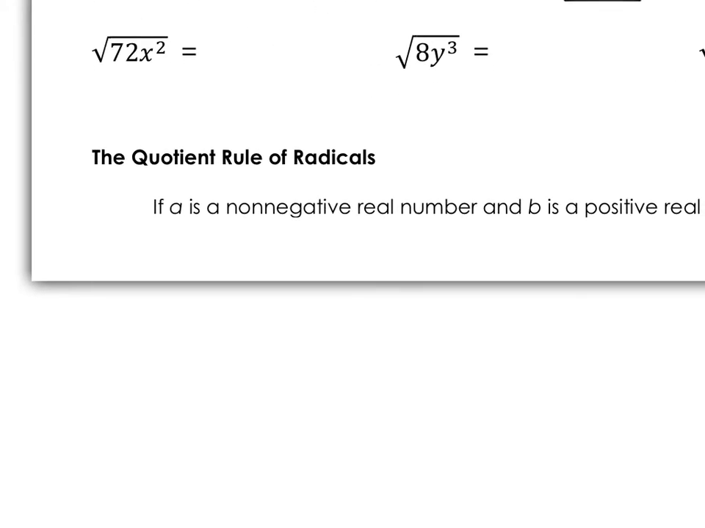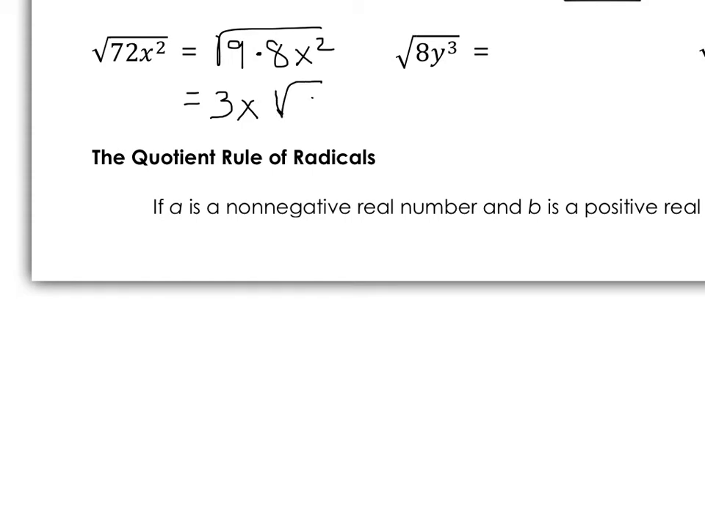The square root of 72x squared. Remember, we said all our variables in this section are non-negative. They're 0 or a positive number. So when we think about this problem, we could think of it as, what's a perfect square that'll go into 72? 9 times 8. And we still have the x squared. What's the square root of 9? It's 3. What's the square root of x squared? That's x.